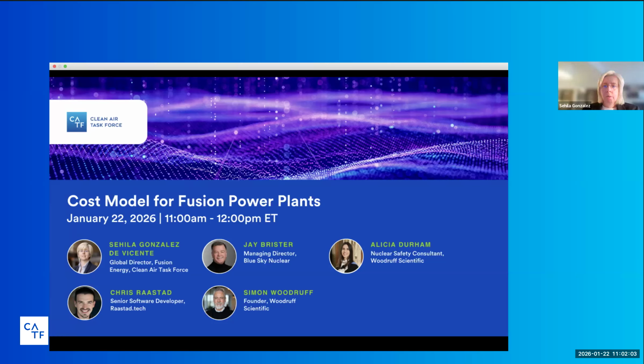And Alicia Durham, who is part of his team, has been focusing on the safety aspect. She will go into more details about that. I would like also to introduce Chris Rastak, who has been working hard making the application possible. He's a senior software developer from Rastak Tech. And last but not least, Jay Brister is managing director of Blue Sky Nuclear, a person with a very strong background in nuclear technologies, who has been working together with Simon, Alicia, and Chris to have everything ready, and who is part of our usual activities at Clean Air Task Force.